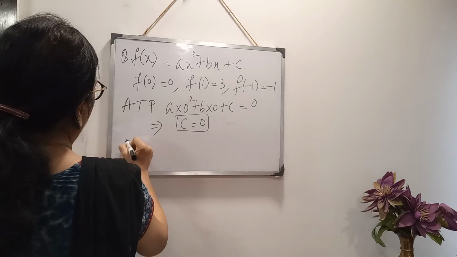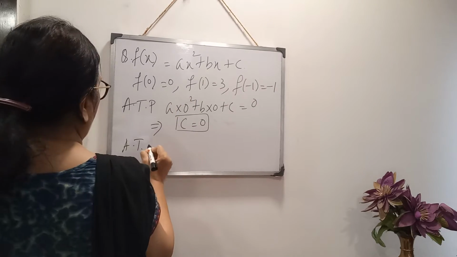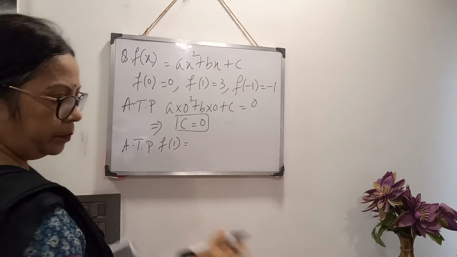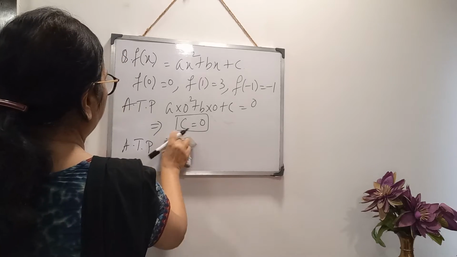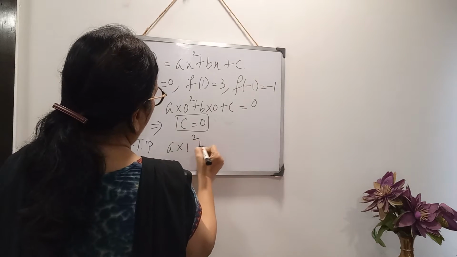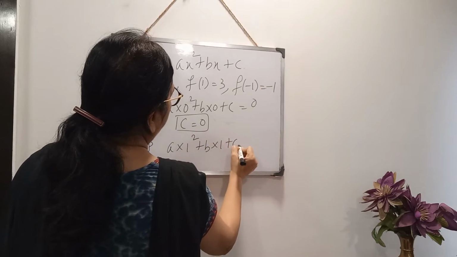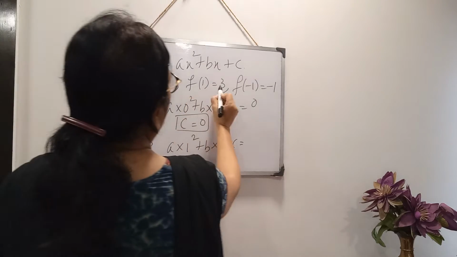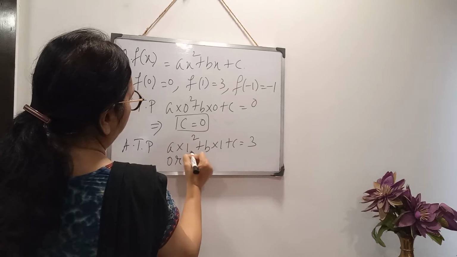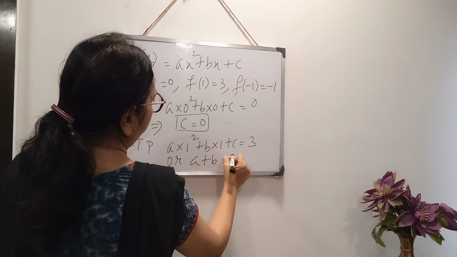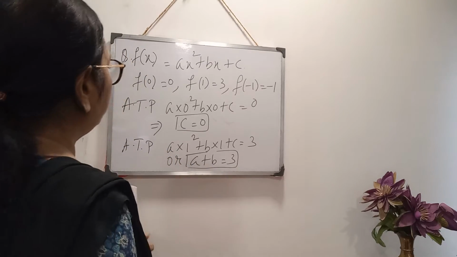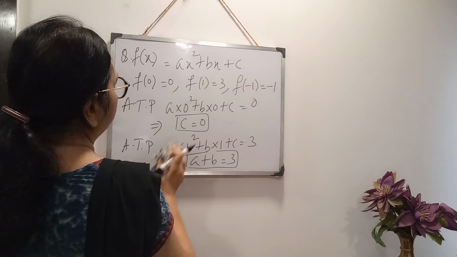Next, f(1) equals to 3. So f(1) means in place of x you will put 1. So a into 1 square plus b into 1 plus c equals to, given f(1) is 3. Value of c we have got 0. So from here we can write a plus b equals to 3. This is my another equation. So I have got c equals 0 and a plus b equals to 3.